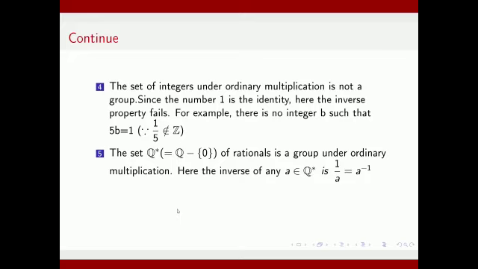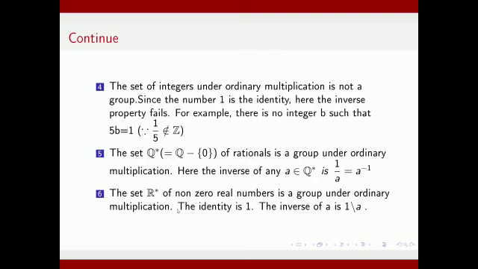Therefore we have taken example Q star of rationals or non-zero rationals is a group under ordinary multiplication. Similarly, the next example, the set R star of non-zero real numbers is a group under ordinary multiplication. The identity element is 1 and the inverse of a is 1 by a.